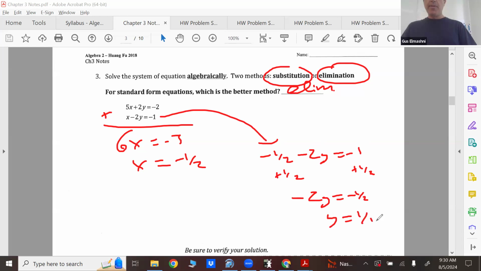And y equals 1/4. Kind of a weird situation with the fractions, but it is what it is. I think that's it. Yeah, that should work. Not too hard. Seems fine, right?